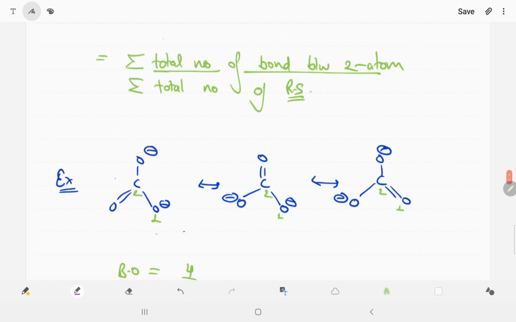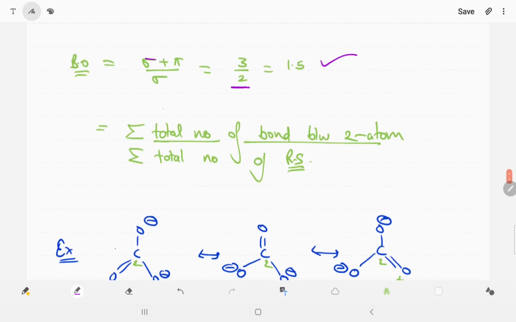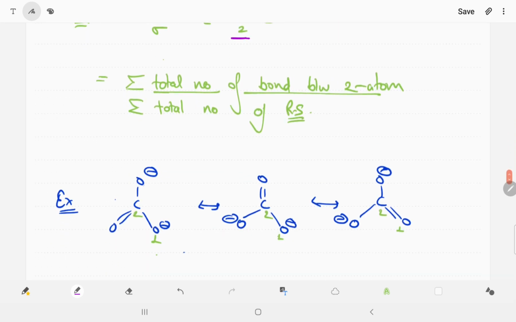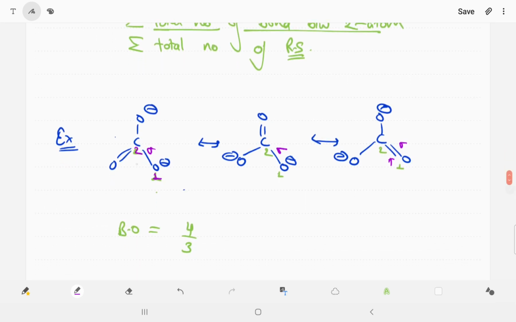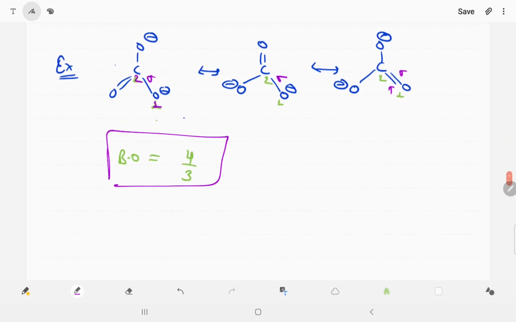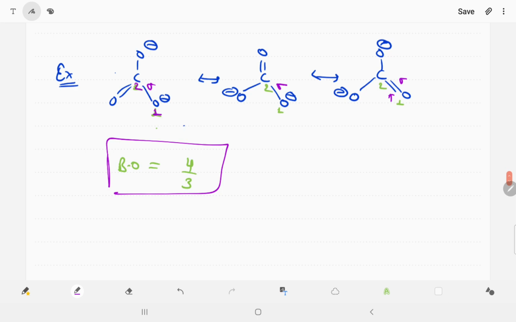Now understand, in this one there is a sigma bond, and there is a 1 sigma and 1 pi bond. There are 3 resonating structures, and we have to find the bond order. With 3 sigma bonds and 1 pi bond, the total bond order is 4 by 3. Okay, so guys, I hope this is very clear to you.